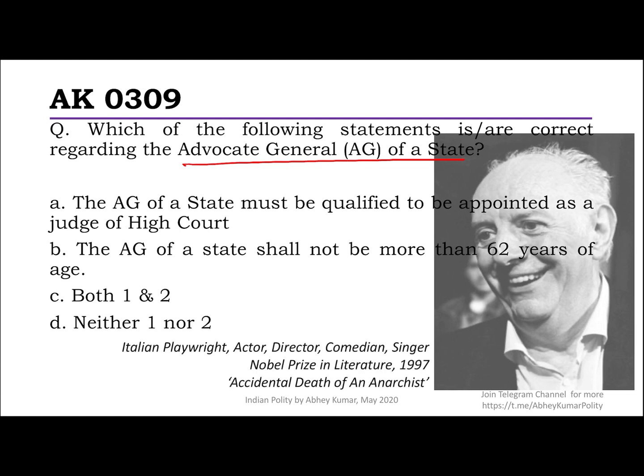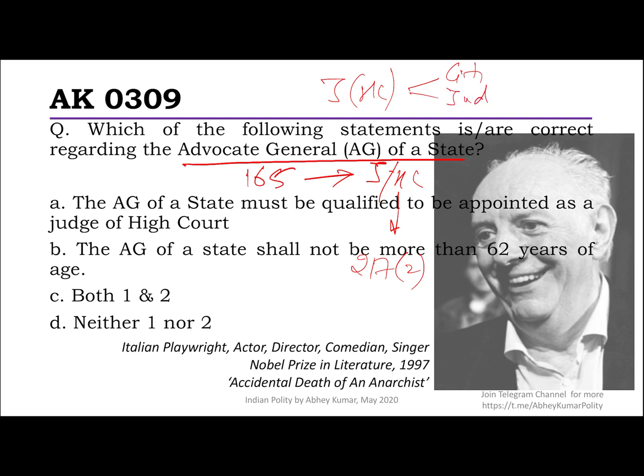This is also a question where I felt a lot of people got confused. See, Article 165 talks about the Advocate General, and it says that the Advocate General for the state can be a person who's qualified to be appointed as a judge of the High Court. Now, qualifications for the judge of High Court are provided under Article 217 Clause 2, which essentially talks about three things: that the judge of the High Court should be a citizen of India, should have held a judicial office for 10 years in the territory of India, or should have been an advocate of one or more high courts for 10 years.